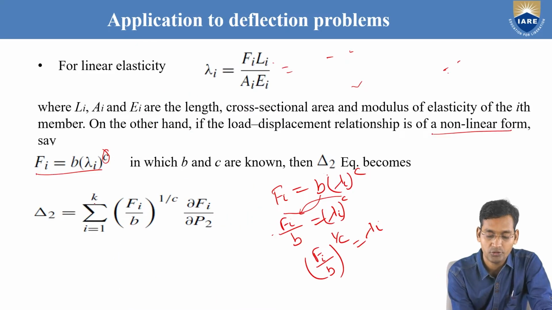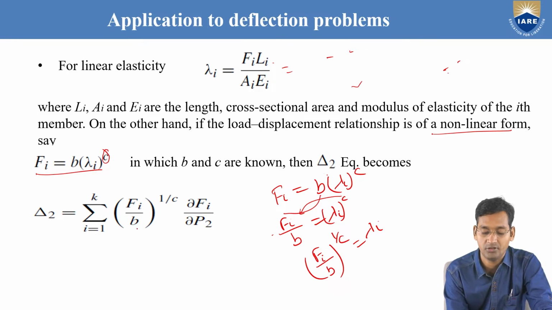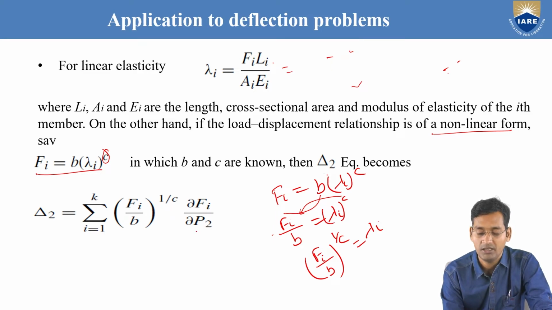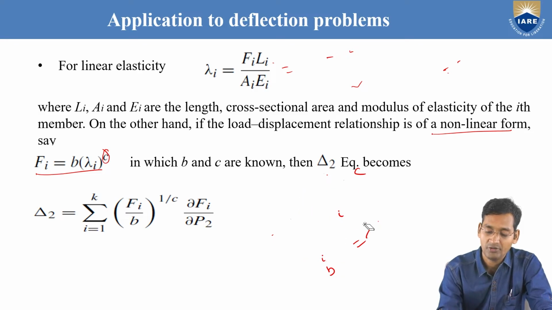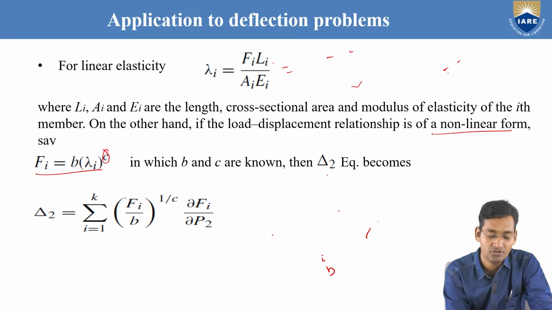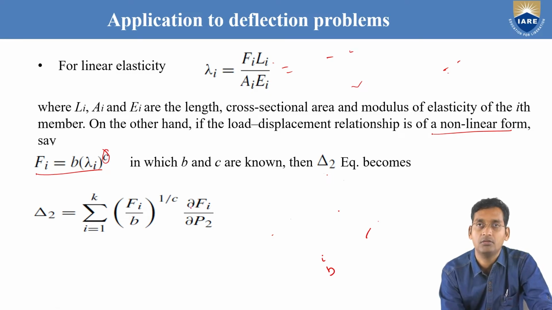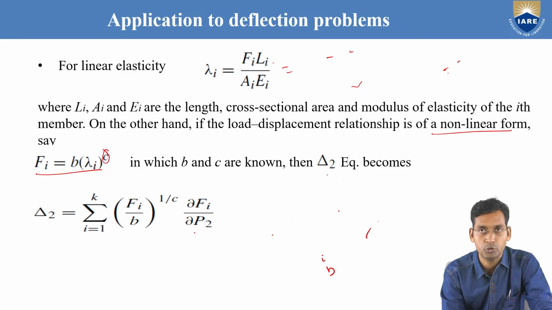So now let's see, delta 2 equals, as we have seen in the previous slide, Fi by B power 1 by C into dou Fi by dou P2. So what we have to find is this Fi by B power 1 by C, which means the forces for each member, and then dou Fi with respect to dou P2.